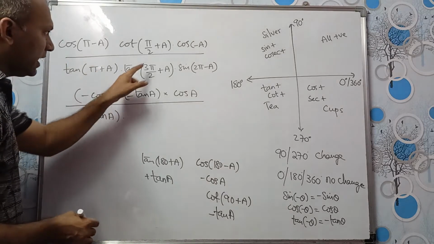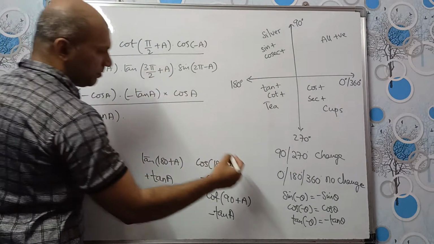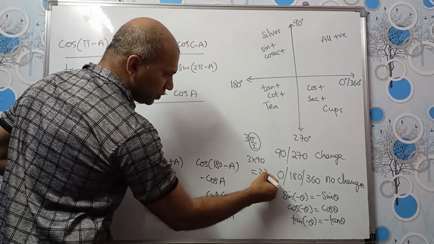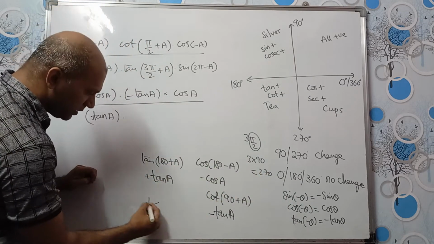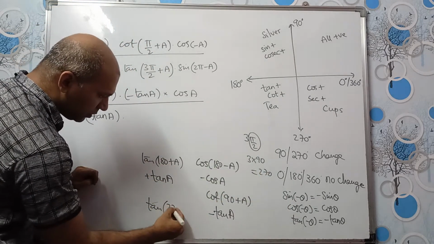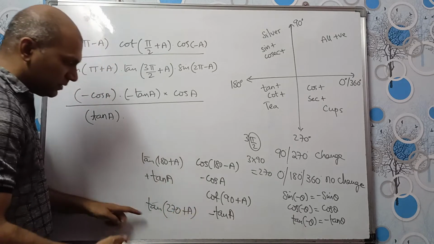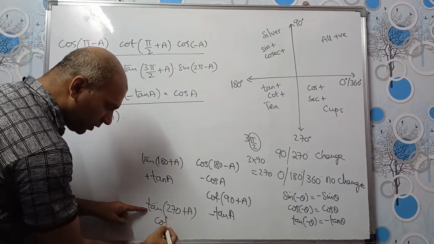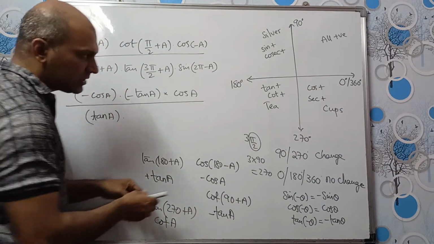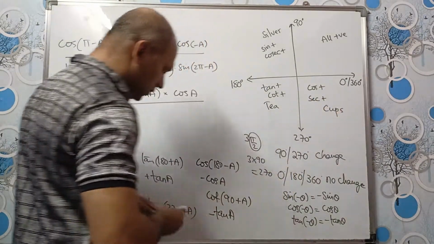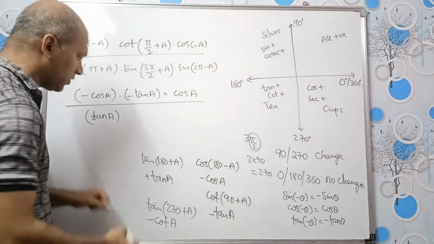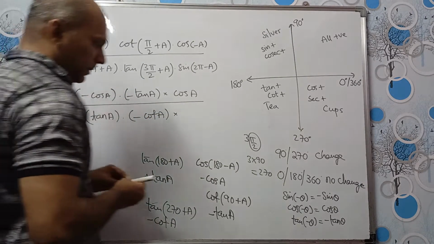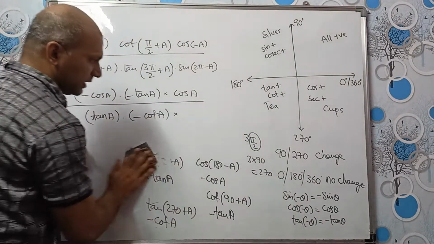Tan(3 pi by 2 plus a). See, pi by 2 is 90, so 3 into 90 is 270. So this will be tan(270 plus a). At 270 the ratio will change, right? So tan will become cot, so this is cot a. What about the sign? 270 plus a will lie in the fourth quadrant, and tan is negative, so we'll have minus cot a. So this is minus cot a multiplied by now sin(2 pi minus a).